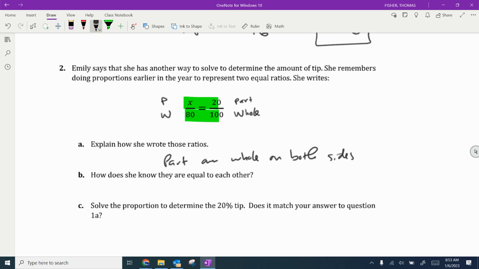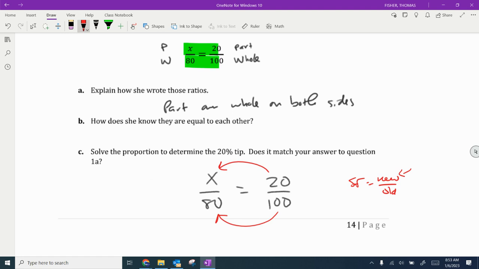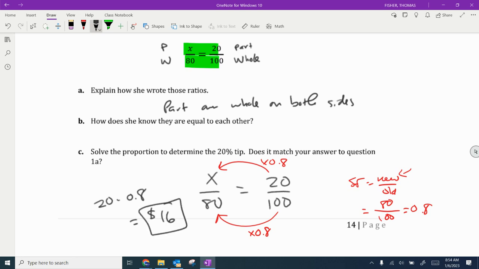So now let's solve this proportion. If it's X over 80 and 20 over 100, I always recommend getting towards X with the scale factor. So I want to think about the scale factor as the new one divided by the old one, and we're pointing at the new one. So 80 divided by 100 would be our scale factor. So this is 0.8, 8 tenths. So it's times 0.8 here, times 0.8 here. So 20 times 0.8 would be our answer. 20 times 0.8 is the $16 we already had. So that matches our answer from above.